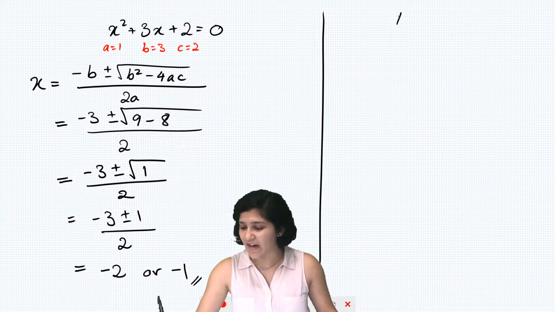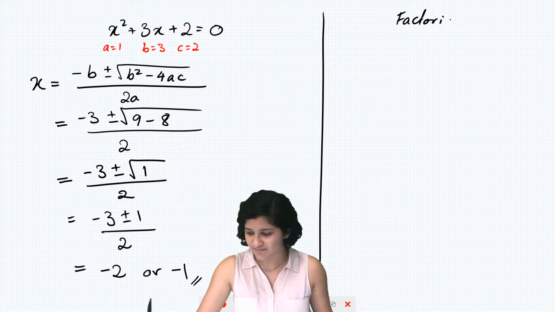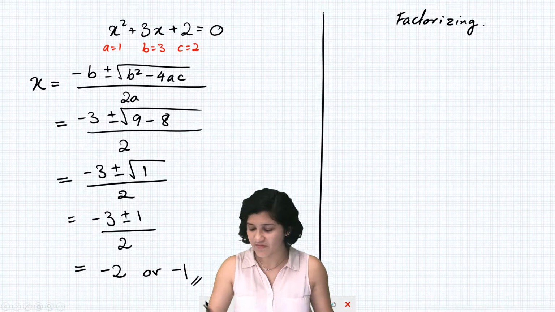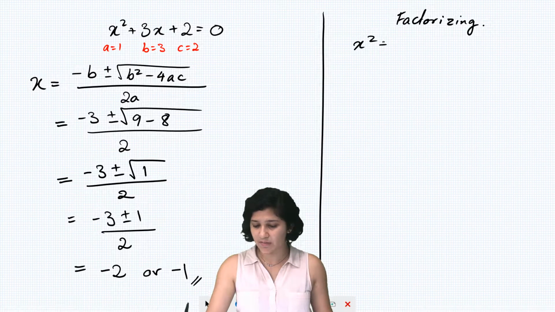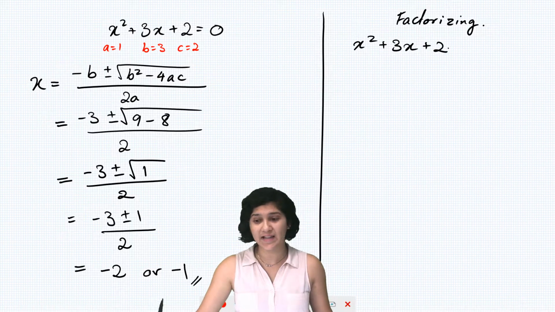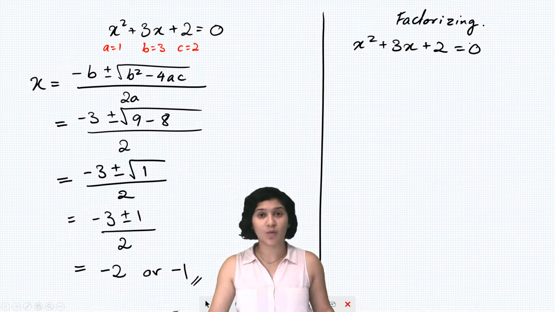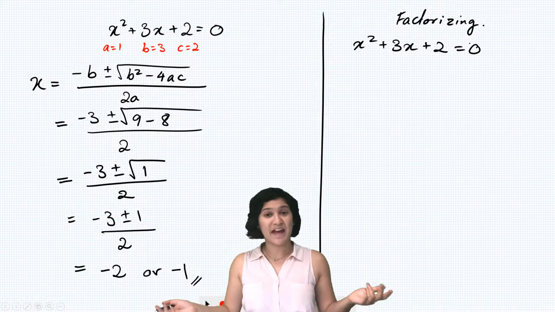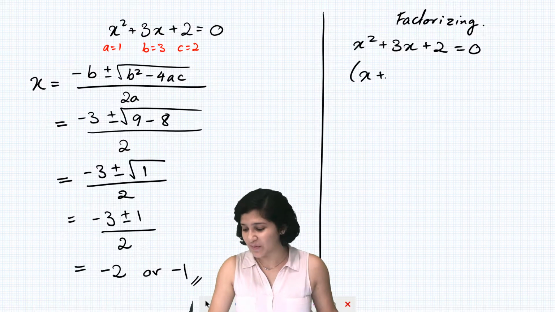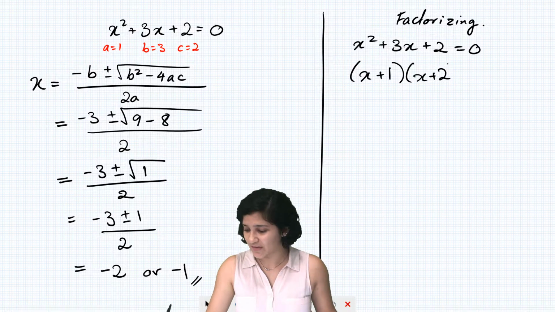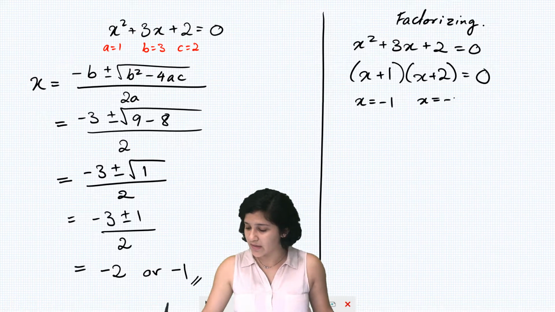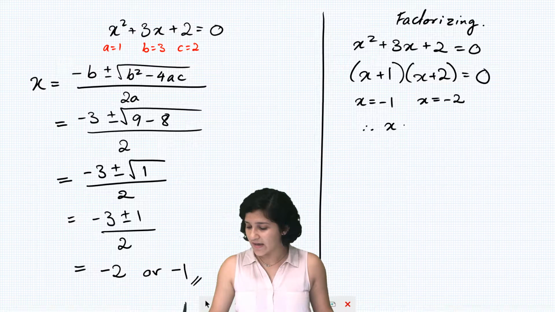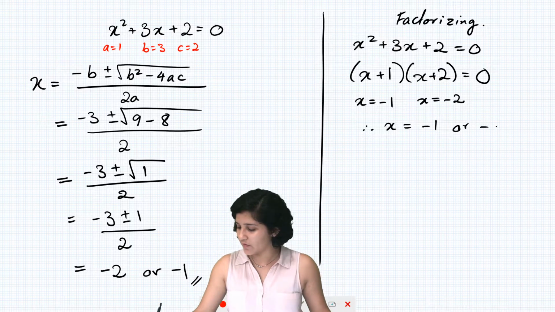But let's just see how it goes by factorizing. So if I look at this, I'll immediately think, okay, something that multiplies to give 2 and adds to give 3. Well, there's only one set of factors of 2, and that's 2 and 1, and they add to give 3. So x plus 1, x plus 2. And then if I use the null factor law, I know that this bracket means that x equals negative 1, and this bracket means that x equals negative 2. Therefore, x is negative 1 or negative 2.